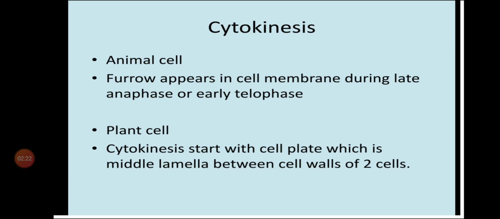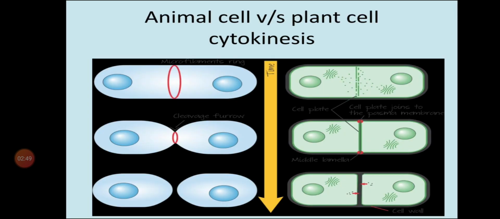At the time of cytoplasmic division, organelles like mitochondria and plastids get distributed to the two daughter cells. In short, in animal cells a furrow appears in the cell membrane during late anaphase or early telophase, and in plant cells cytokinesis starts with the cell plate, which is the middle lamella between the cell walls of two cells. You can see this clearly in this diagram, animal cell versus plant cell.